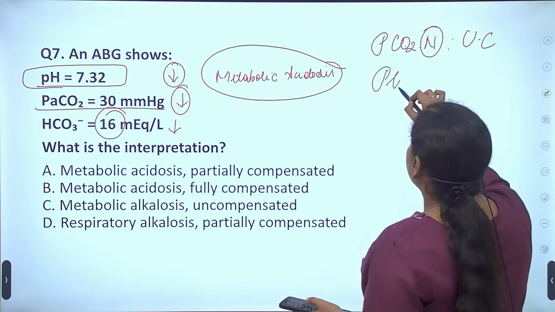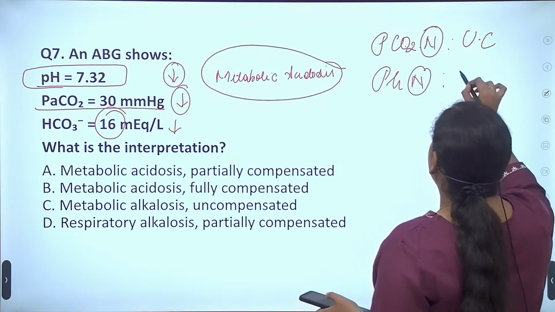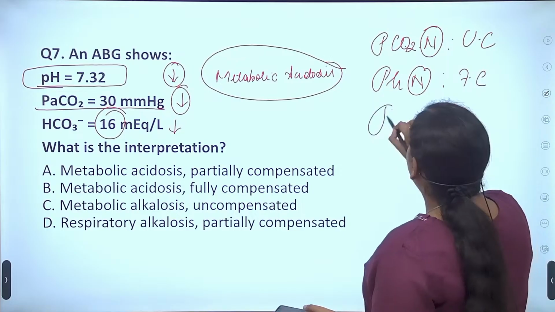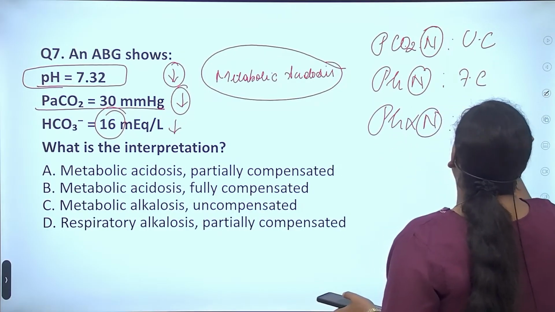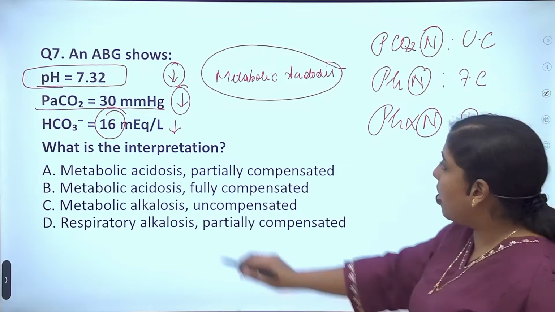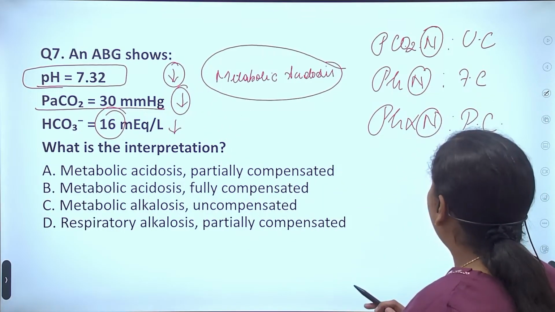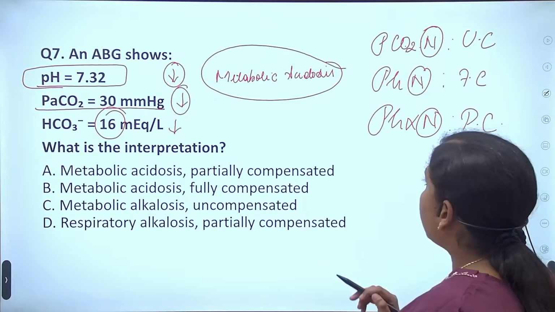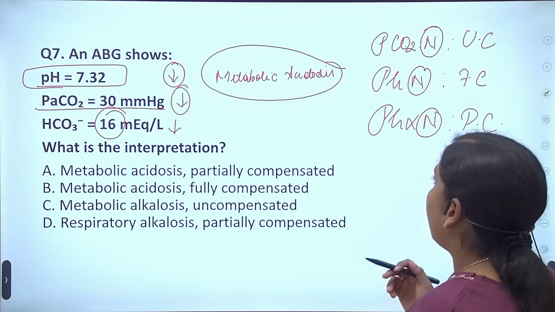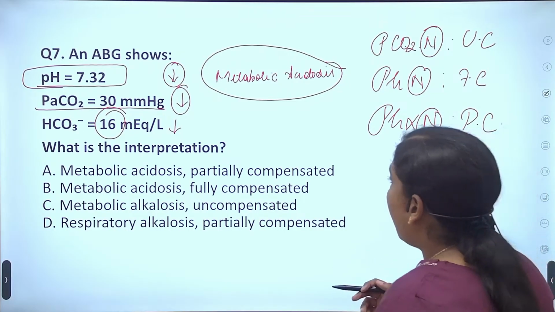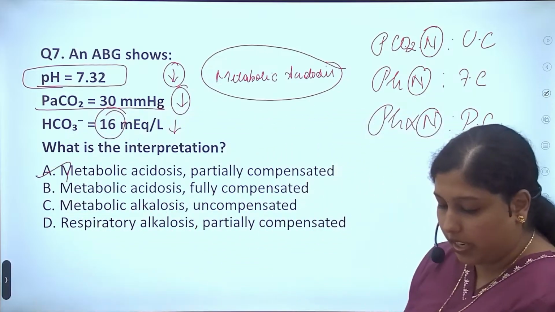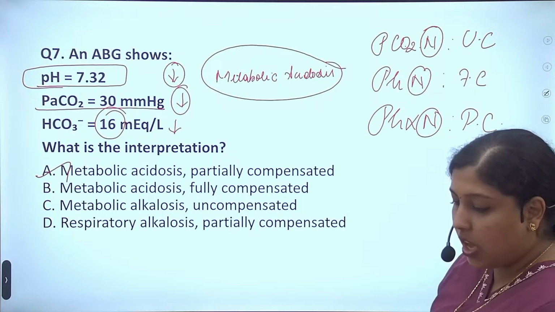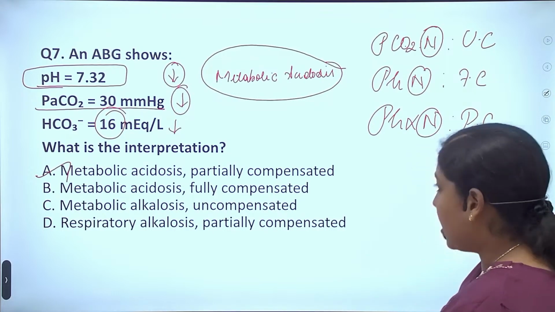If pH is becoming normal, you are telling it as fully compensated. If pH is not normal, you are telling it as partially compensated, right? So here the pH is not normal, but the respiratory compensation has been started. So metabolic acidosis partially compensated is the correct answer, right?